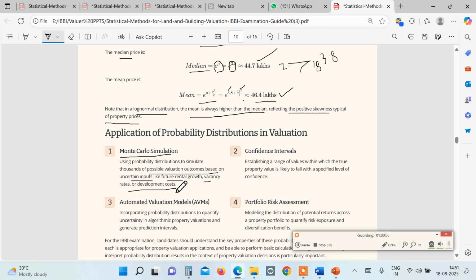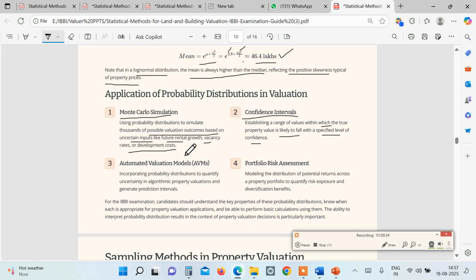Second, when you need to have a confidence interval, you require establishing a range of values within which a true property value is likely to fall with a specific level of confidence. So you will need a proper probability distribution.